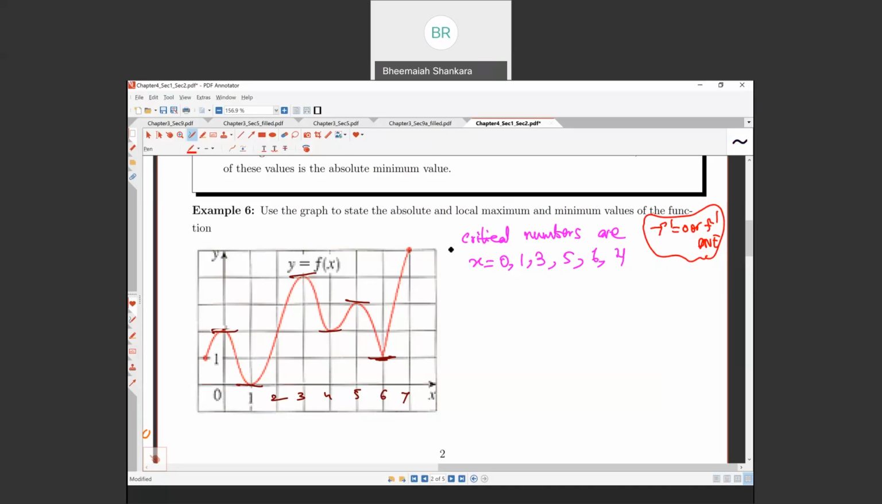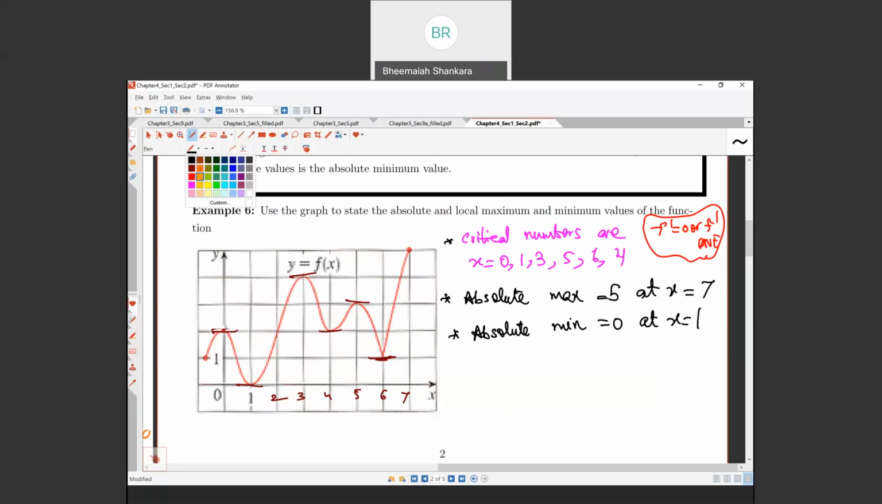Then you want to calculate the absolute max, equal to 5 at x equal to 7. Then read the graph carefully. Absolute min, 0 at x equal to 1. So this is also called the global max and the global min.